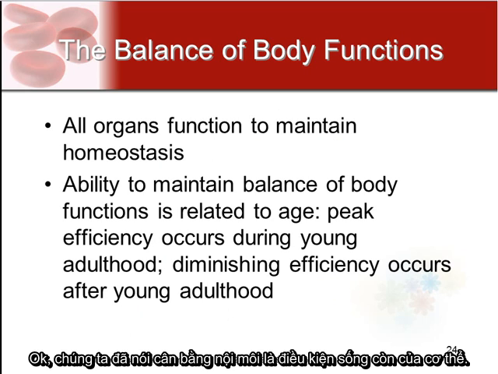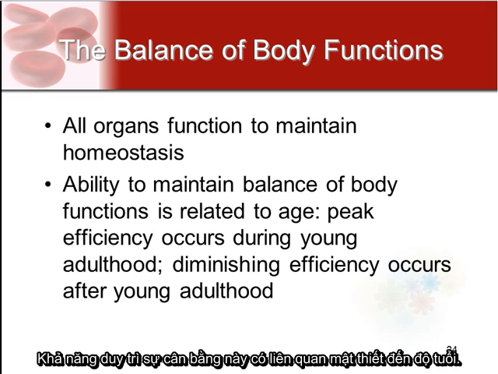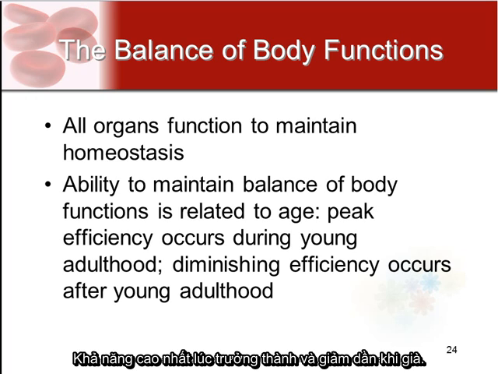So, pretty much, like we said, homeostasis is vital to survival, and all organs basically function just to maintain homeostasis. Their whole function is to keep us in that normal, constant level of everything so that we keep surviving. And our ability to maintain that balance, to maintain our homeostasis, peaks at a relatively young age, about when we hit young adulthood, which in relation to how long our lifespan is, is very young.